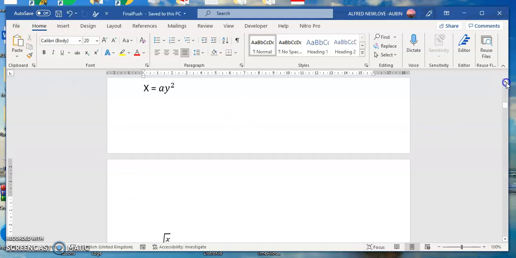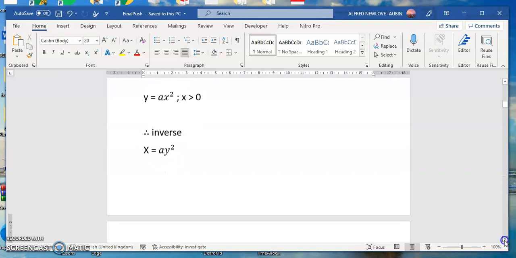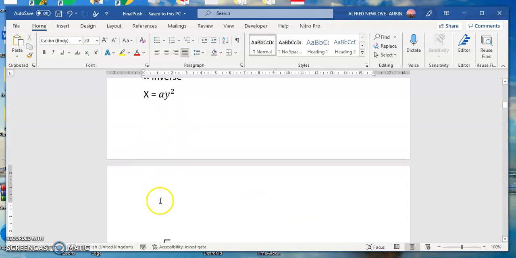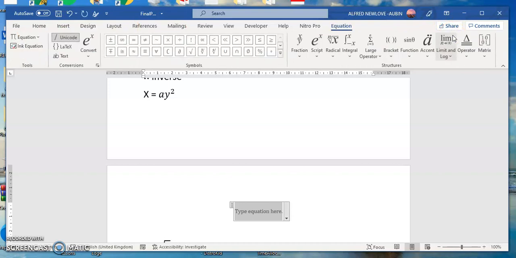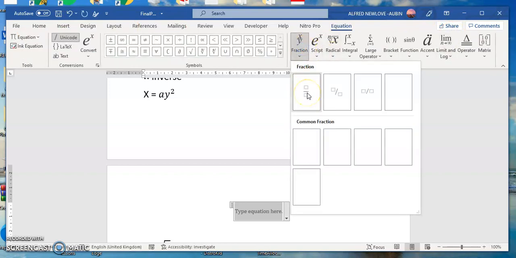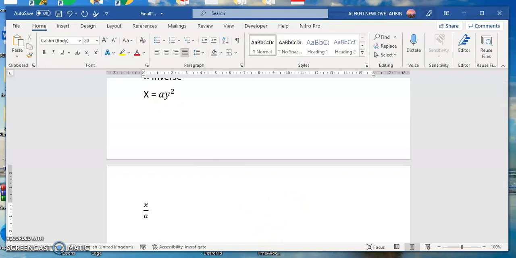so let me write it this way. I need a division. Okay, so I'm going to write my division here. Okay, I have my division nicely here. So already this x is there, so I'll have my x there. Then it's going to divide by a, so I'll have my a here equal to the same thing on that side.